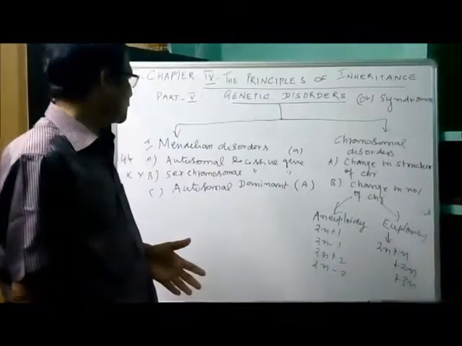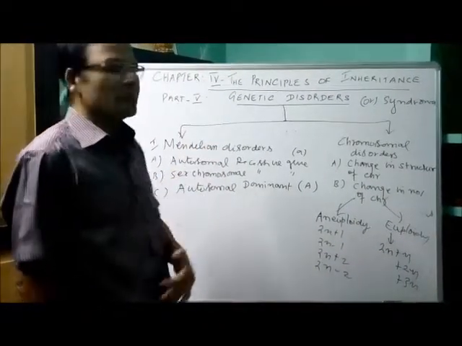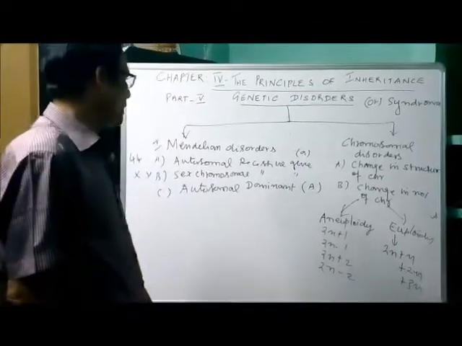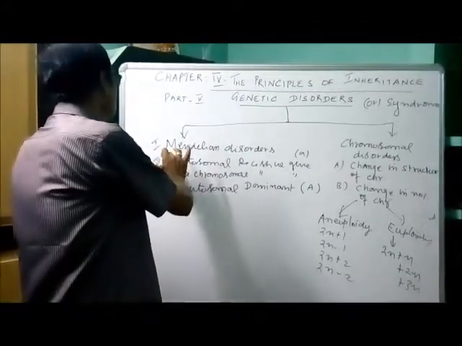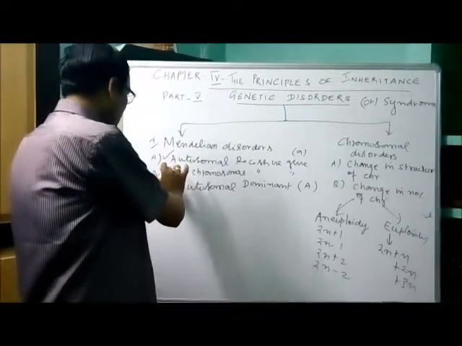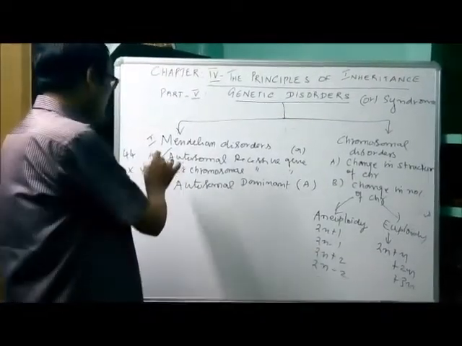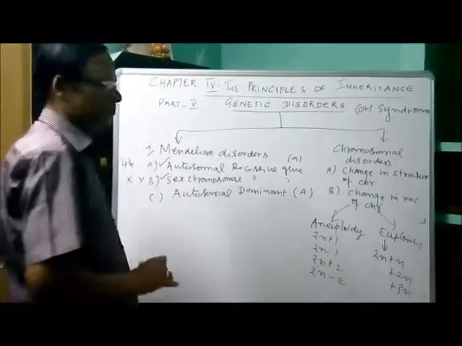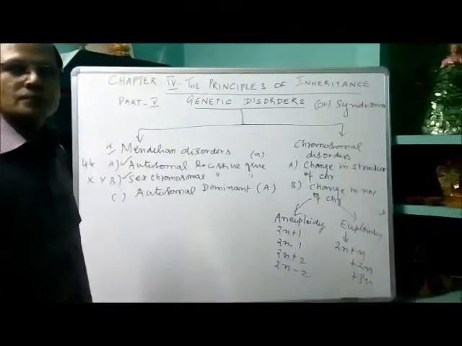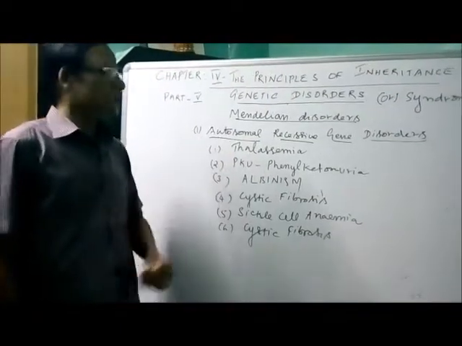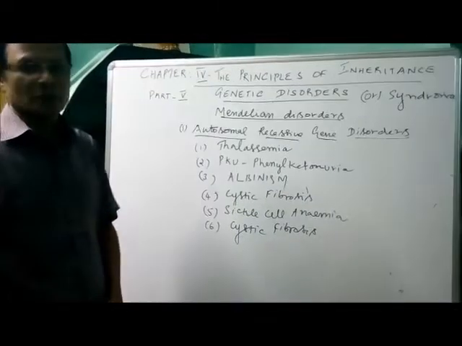Now we have to go for the different types of Mendelian disorders. First, we have to take autosomal recessive gene disorder. The second one is already completed. So we have to go with A and C only. Now the first one, autosomal recessive gene disorder.